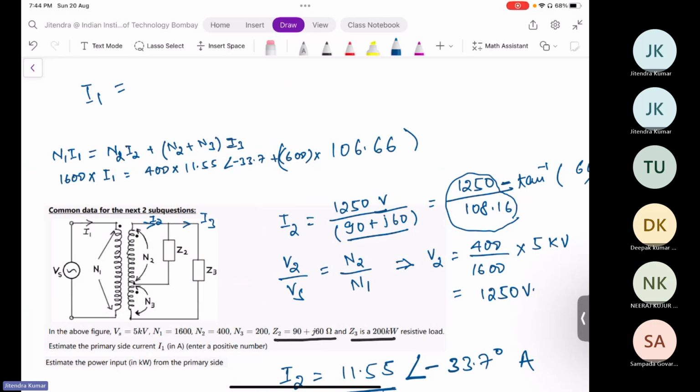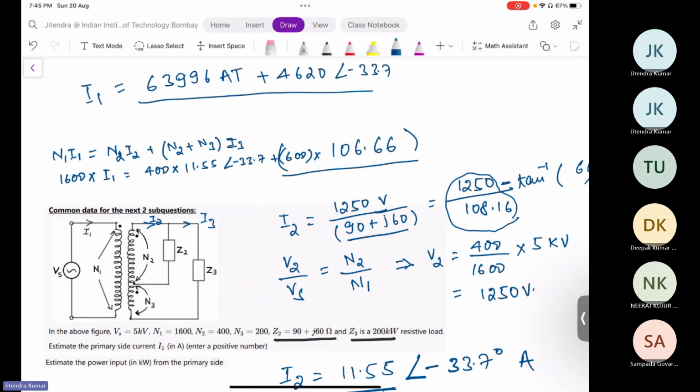Now there will be one phasor operation. So first, let us compute this resistive component. 600 into 106.66 is 63,996 ampere turns, plus 400 into 11.55, which is 4620 angle minus 33.7, divided by 1600.